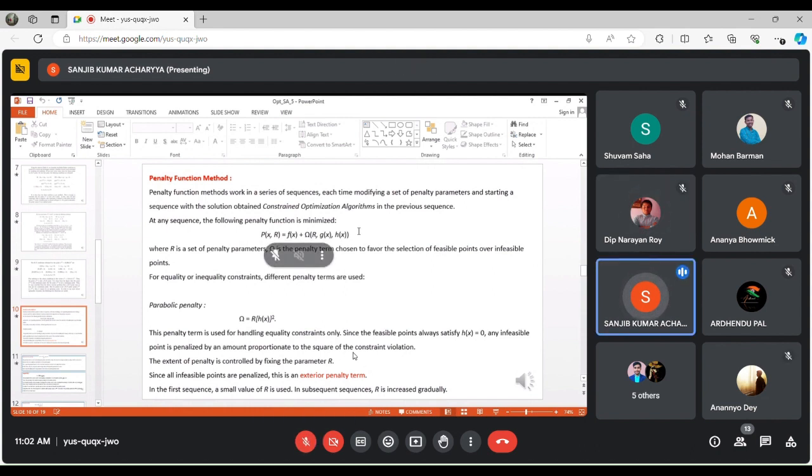Suppose two solutions are compared. At one solution, the objective function is better, but the violation of the constraint is large. At another point, the objective function is not so good, but the violation of the constraint is small. Now, if our unconstrained algorithm searches the solution, it will only judge the value of the objective function. But if we judge the modified objective function, which solution will be better?